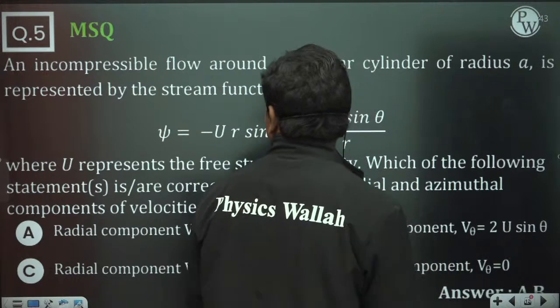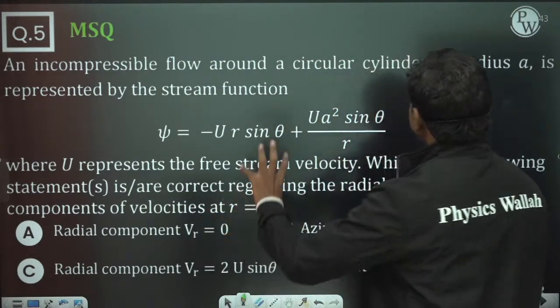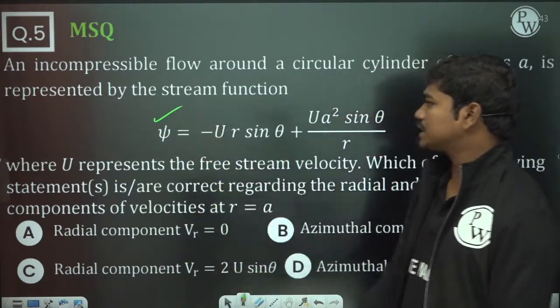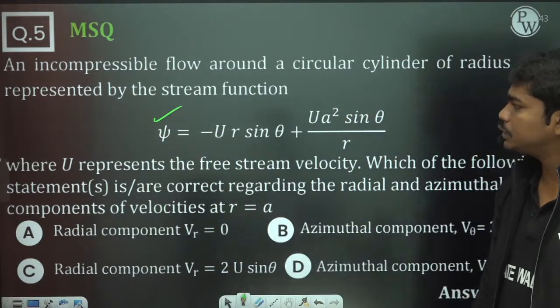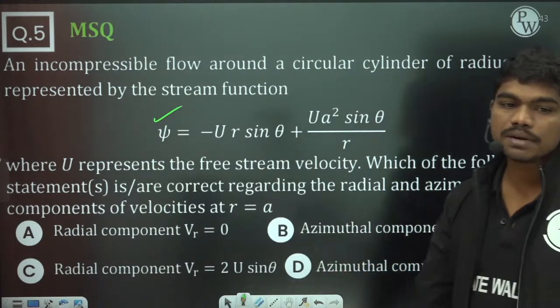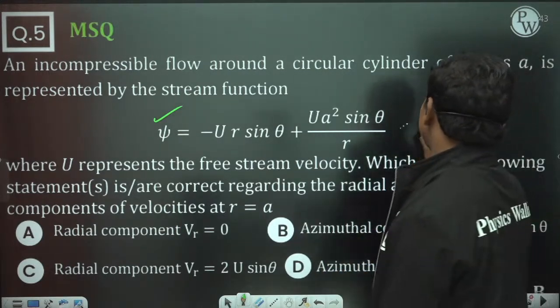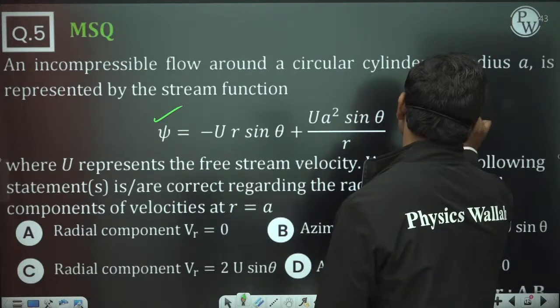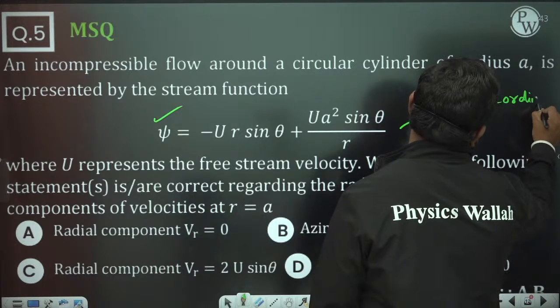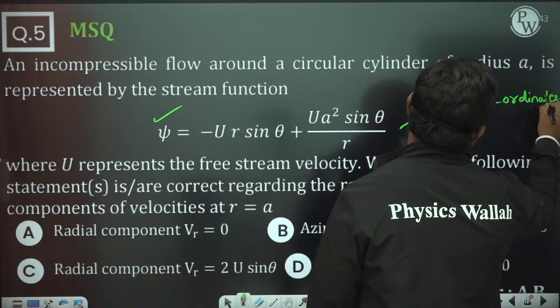Next, this is the next question. So see here, an incompressible flow around a circular cylinder of radius A is given by the stream function psi is equal to minus u times r sine theta plus u a square sine theta by r. This is in polar coordinates, of course in 2 dimensions.